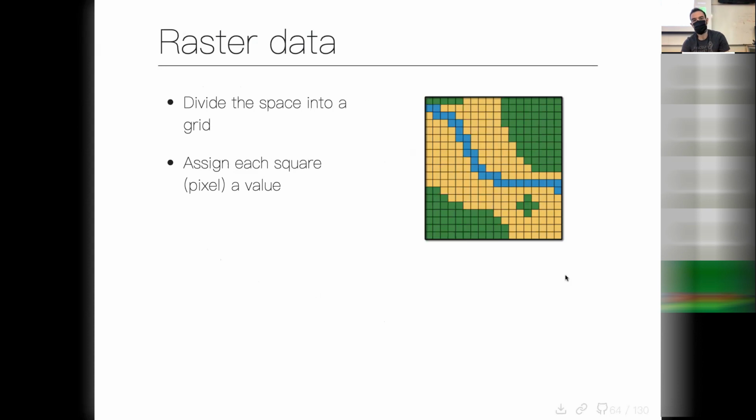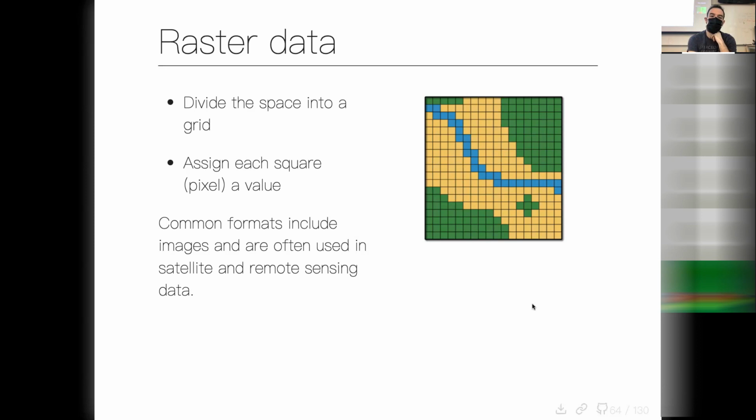Okay, so for raster data, rather than having some polygon or lines, we're just going to divide the space up into a grid, and then we're going to assign each square a value. Common formats for this are satellite data and also just images, right? You could have literally just an image of a space, and that could end up becoming spatial data.